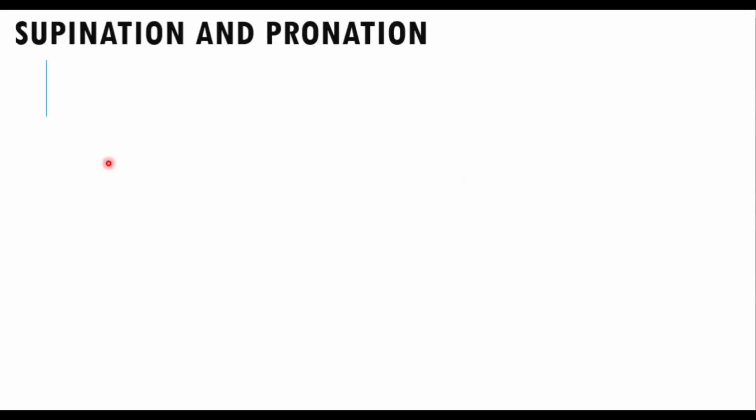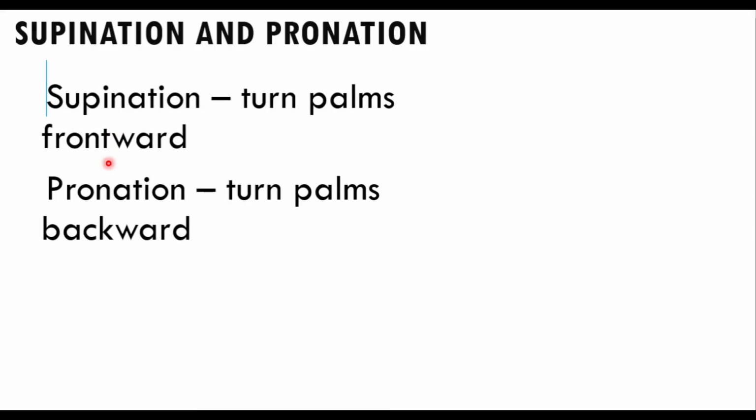Supination and pronation deal with our wrist and the palm. When we turn our palms frontward, we call it supination. When we turn the palms backward, we call it pronation. As you can see, our palm facing frontward is supination and facing backward is pronation.